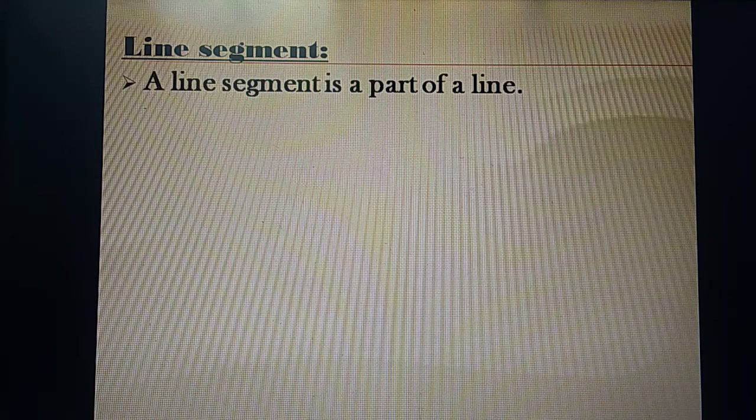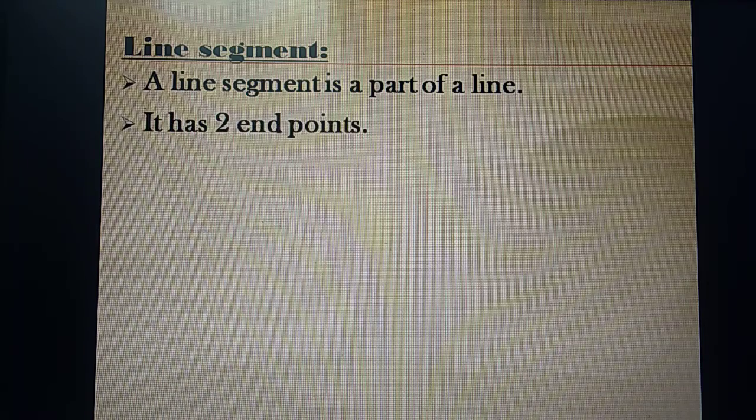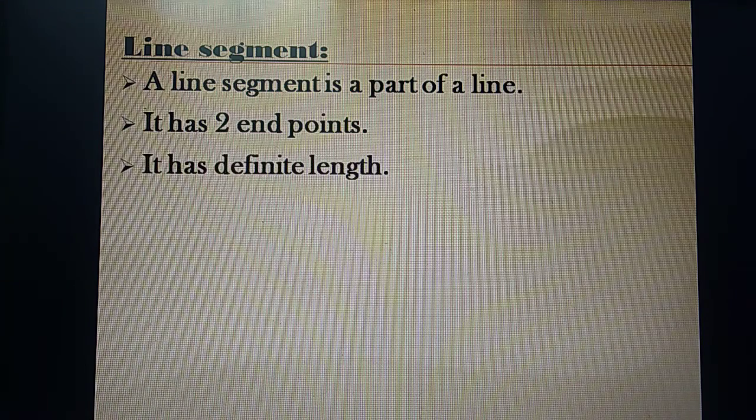Next is line segment. A line segment is a part of a line. It has two end points. It will have a starting point, it will have an end point, it has two end points. Now, as it has two end points, it has a definite length. We can measure the line segment.